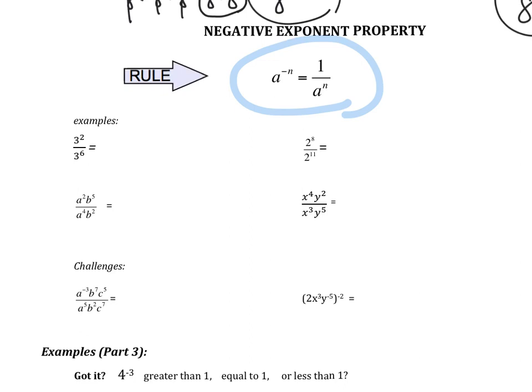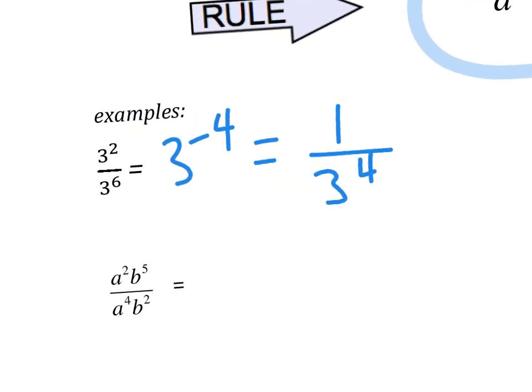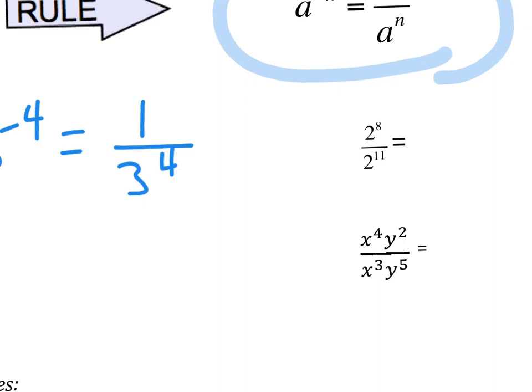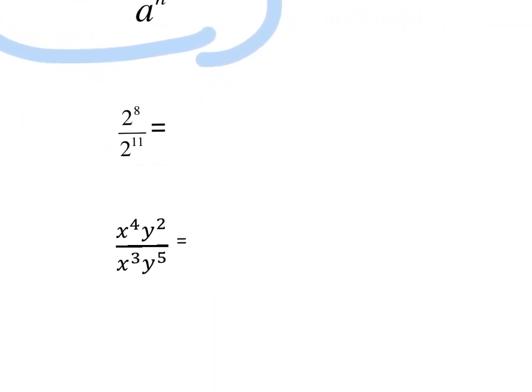3 squared over 3 to the 6th would be 3 to the negative 4th power if you do 2 minus 6, and that is the same as 1 over 3 to the positive 4th power. So that would be your answer for that one. Notice how, if you look at the original problem, there are 4 more 3's down here than there are up here, right? 6 is 4 more than 2, so it makes sense that your final answer would have something in the denominator. There are 4 additional 3's, which is 3 to the 4th power, so 1 over 3 to the 4th power is your answer. Look at the next problem.